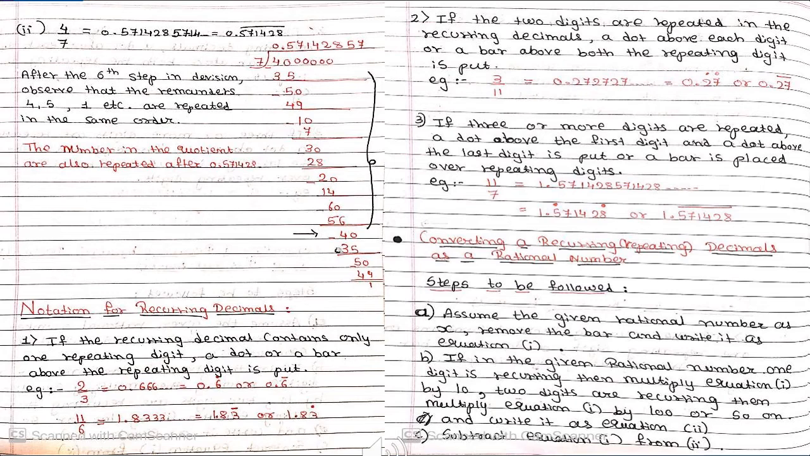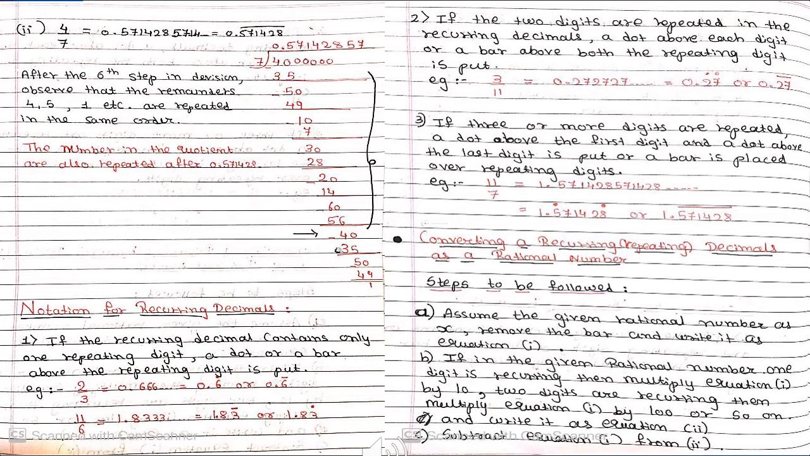And student, remember, you had started with the dividend as 4. So again you will get the same quotient, that is 5 7 1 4 2 8. Then again you will get 4 and the process will continue. So the numbers in the quotient are also repeated. 0.571428. So I've put the bar above 5 7 up to 8, because in that pattern again I will get the quotient.